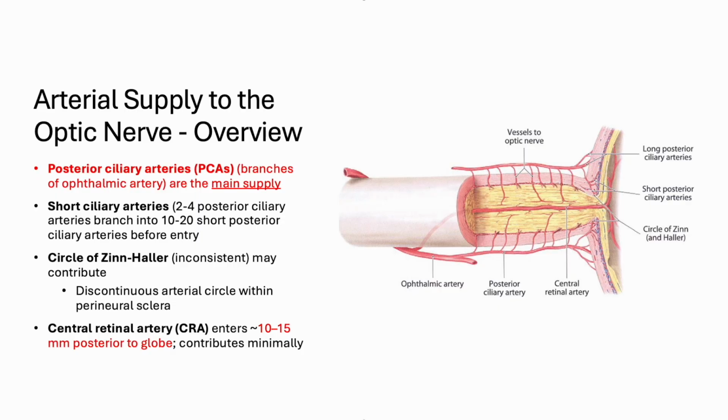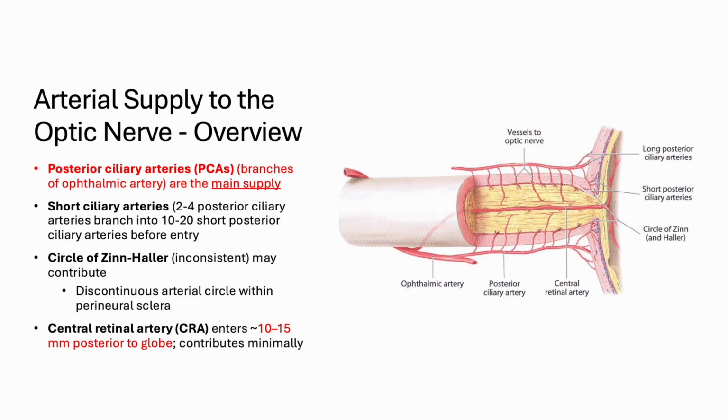Arterial supply to the optic nerve. Overview. The posterior ciliary arteries, or PCAs, branches of the ophthalmic artery, are the primary blood supply to the optic nerve. Each eye typically receives 2 to 4 short PCAs, which further branch into 10 to 20 short posterior ciliary arteries. The circle of Zinn-Haller, although inconsistent, may also contribute.